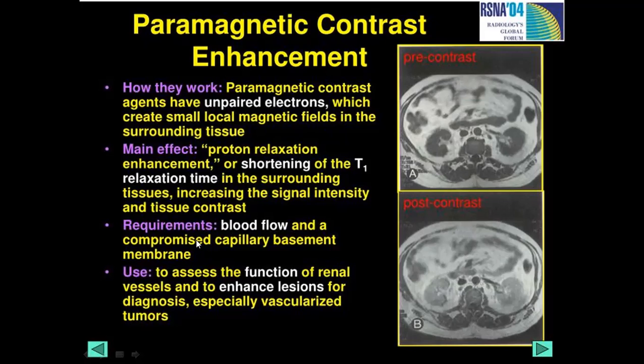Limitations or requirements for paramagnetic contrast studies in MRI techniques: blood flow should be sufficient enough to deliver contrast agent into kidneys, and a compromised capillary basement membrane is also necessary.